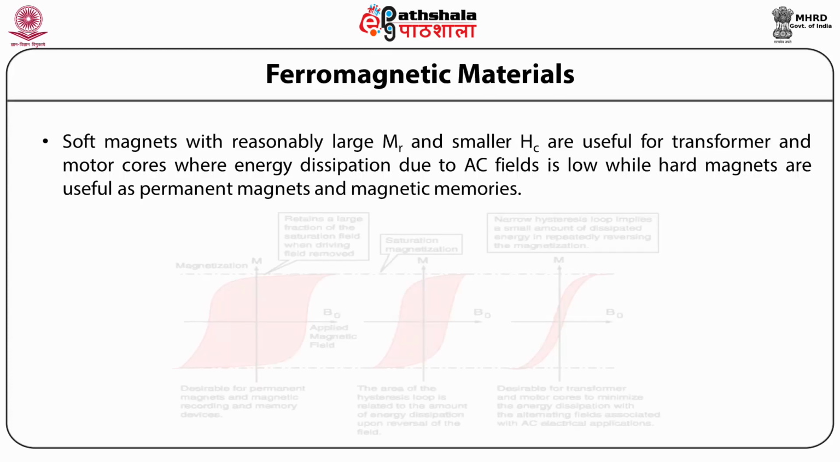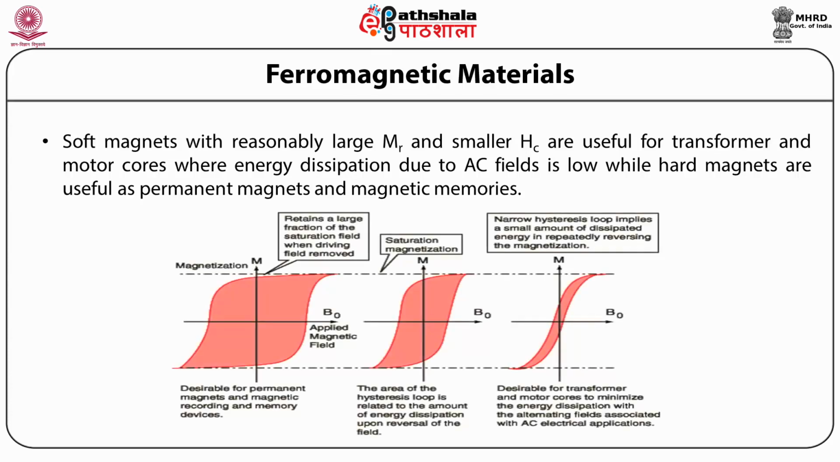As is clear from the figure, the BH curve represented by the first figure has a large M and HC, desirable for permanent magnets and magnetic recording and memory devices. It retains a large fraction of the saturation field when the driving field is removed.